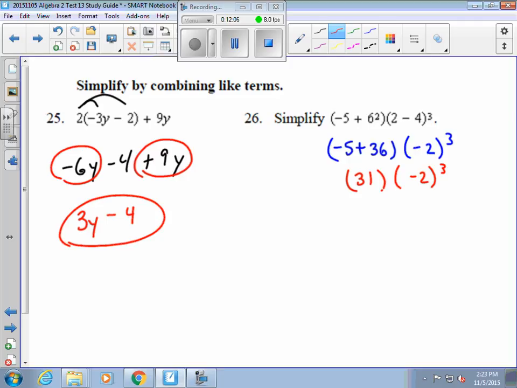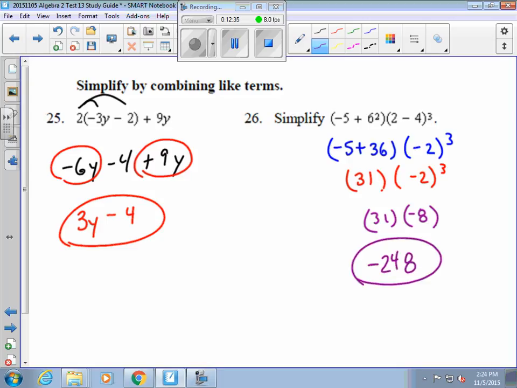Before we multiply 31 times 2, we got to do the third power of negative 2. Negative 2 times negative 2 is positive 4, times negative 2 is negative 8. So now we have negative 8 times 31. It's going to be a negative value, since a negative times a positive is a negative. 8 times 1 is 8. And 8 times 3 is 24, negative 248.